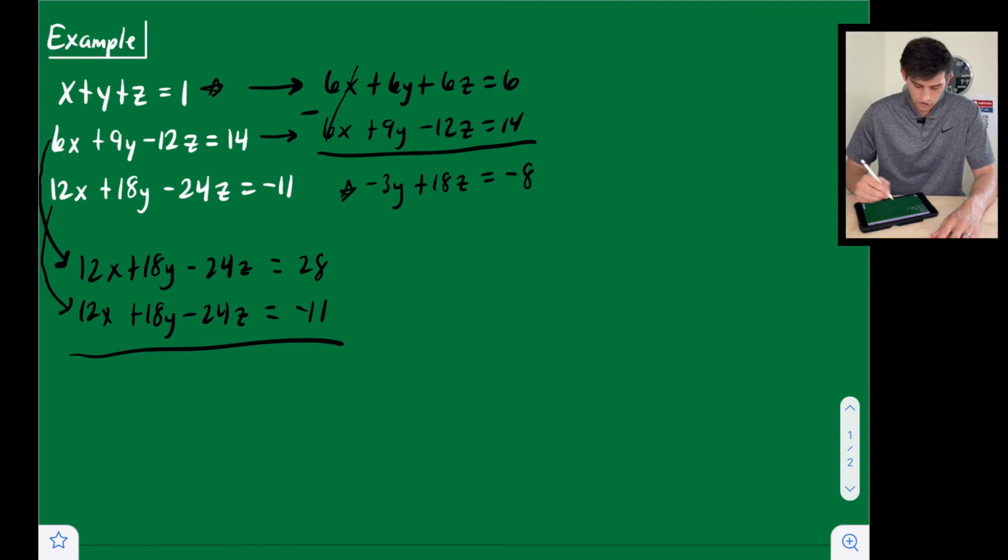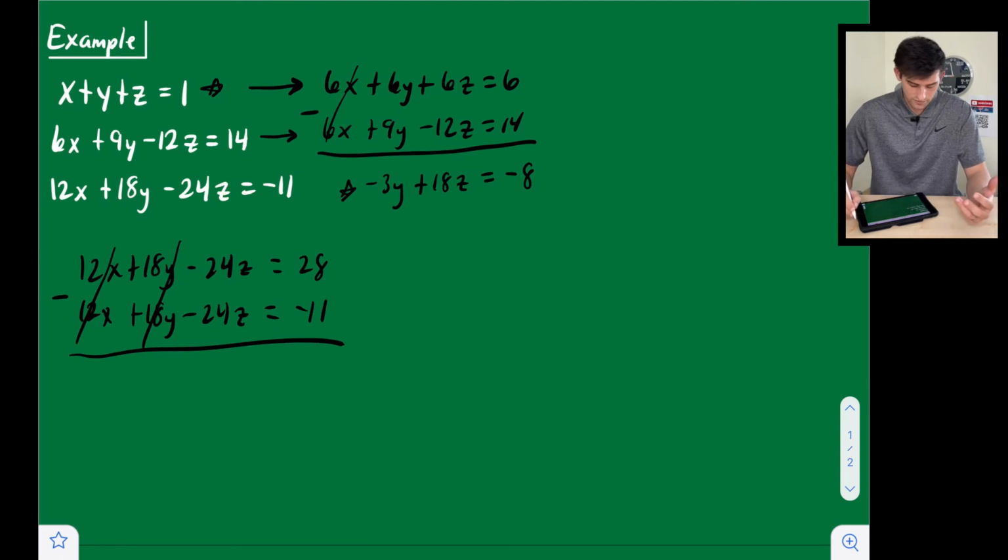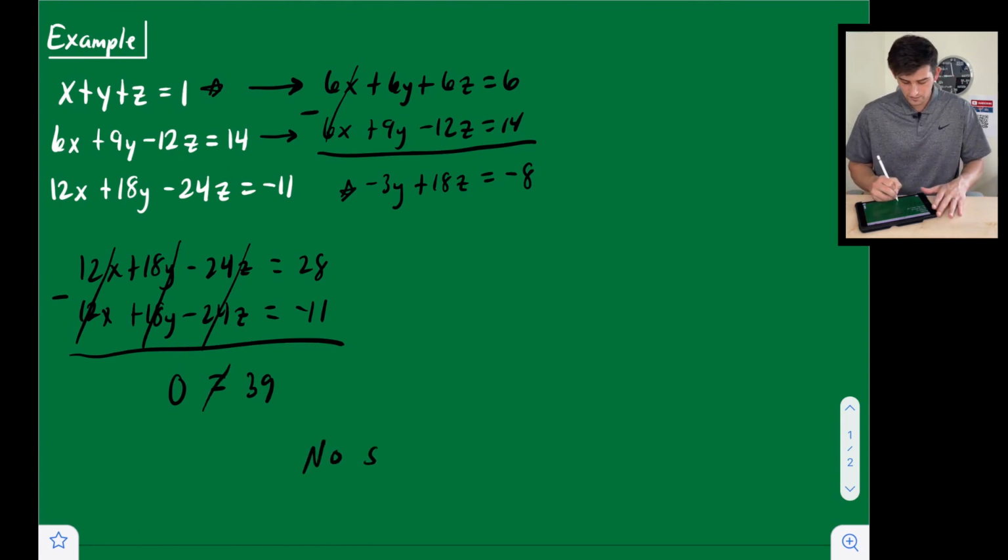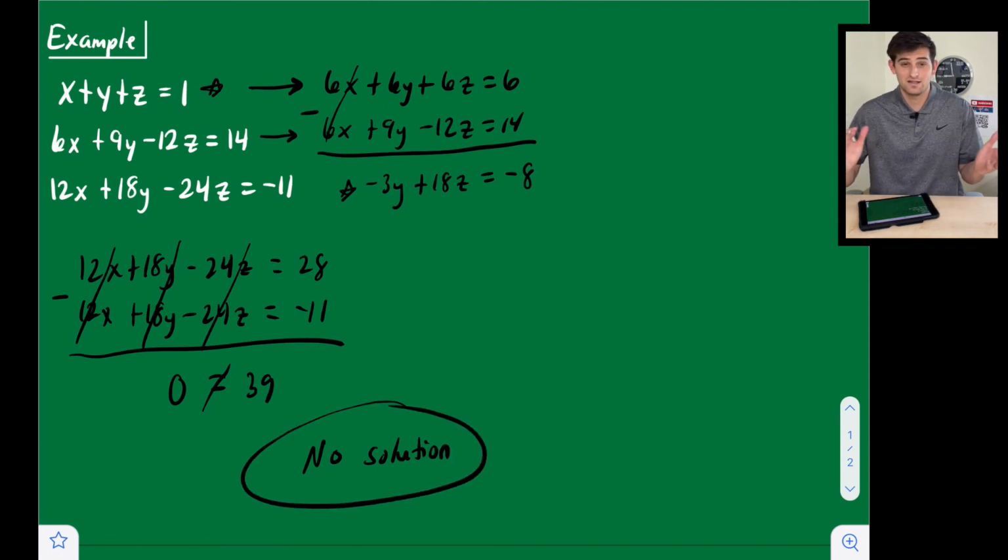And now we can go ahead and subtract, but notice what's going to happen. And here's where our no solution is going to come into play. This 12x and 12x, that's going to cancel. 18y minus 18y, that's going to cancel. And negative 24z minus negative 24z, that's going to cancel. So if nothing is left on one side of our equation, we have a 0. And now we have 28 minus negative 11, which would be 28 plus 11. And now ask yourselves, does 0 equal 39? Not the last time I checked, right? So once we get that, we can go ahead and stop our work, and we say there is no solution to this system, okay? And that's how you solve a three-variable system of equations when there is no solution.